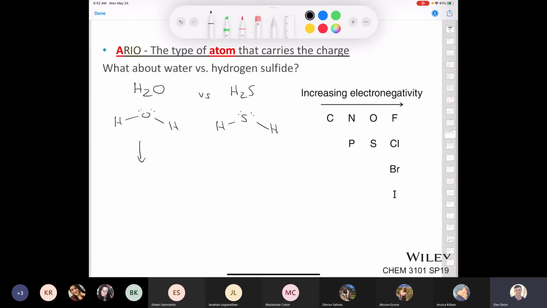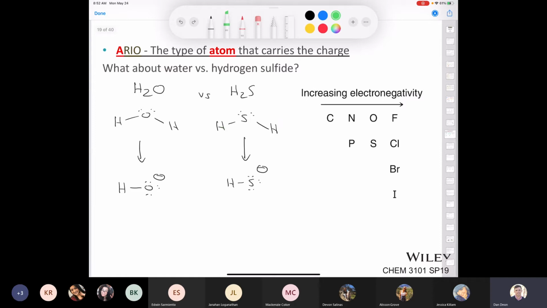If we draw their conjugate bases, I would have a hydroxide, and then I would have a hydrosulfide. So this is called hydrosulfide here. Now, which one of these is a stronger acid? Is it water or is it H2S?